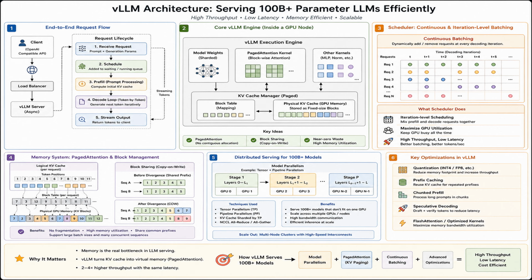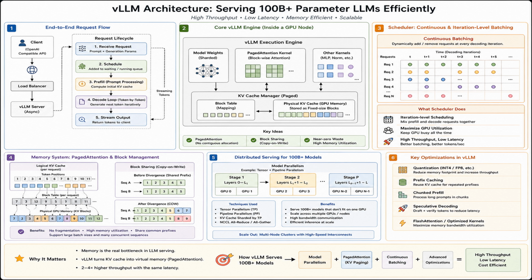Section 2 describes the core vLLM engine that usually resides inside a GPU node. It contains the model weights, the paged attention kernel, and other transformer kernels like MLP and normalization. The KV cache manager plays a critical role. It stores attention states as fixed size blocks in GPU memory.